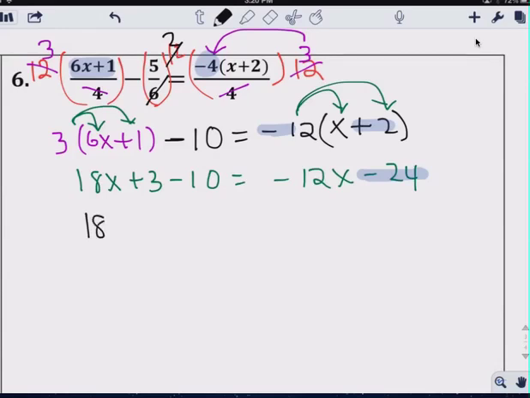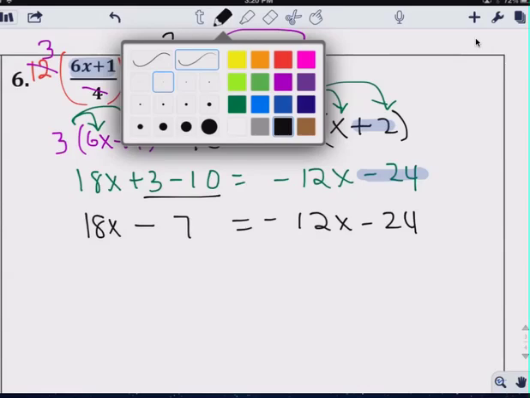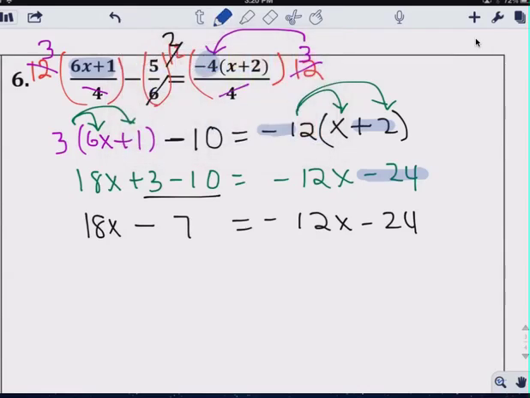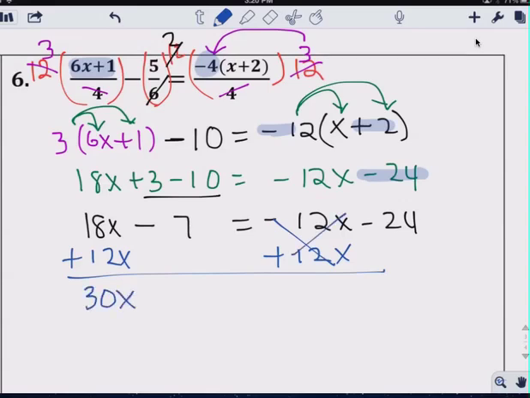So Alejandro, I'm sorry, what would this be? Negative 7. Negative 12x minus 24. Which one would be the wise choice to get rid of? 12, right? That would make it, so you add 12 to both sides, 12x. Okay? You understand why, correct? We don't want to deal with negative numbers.